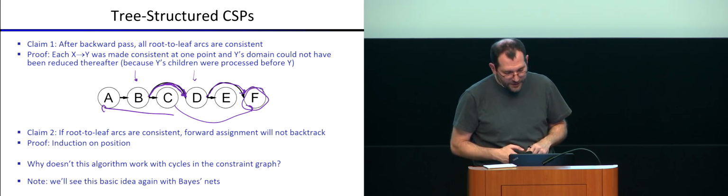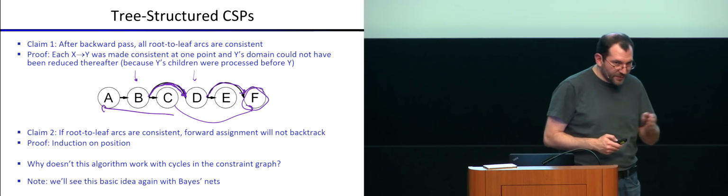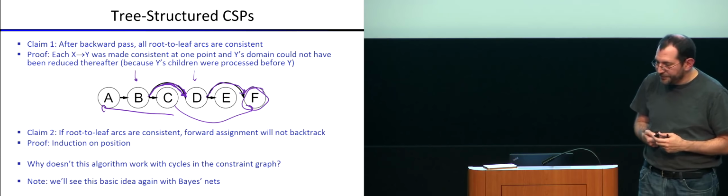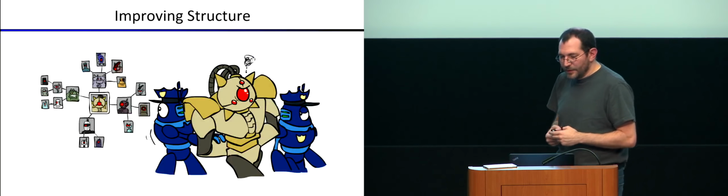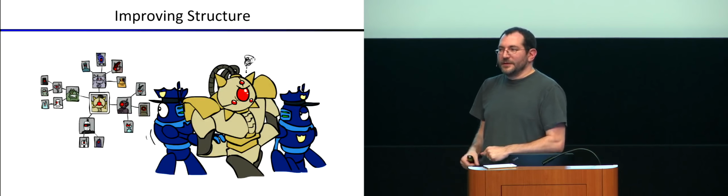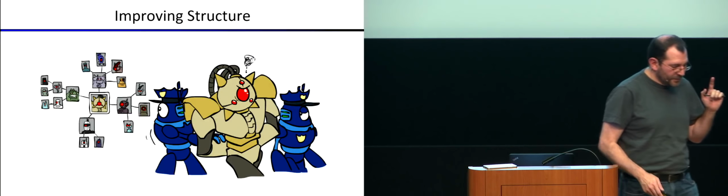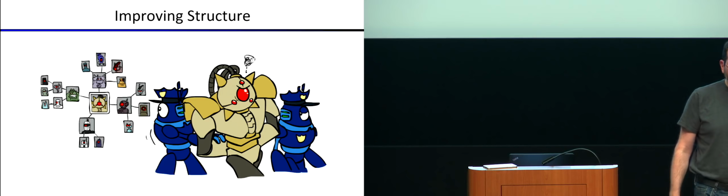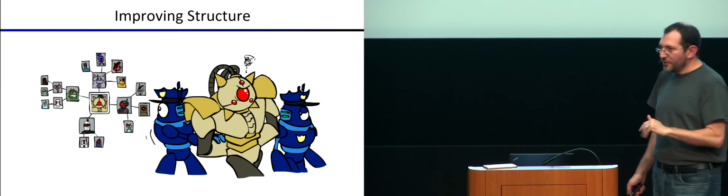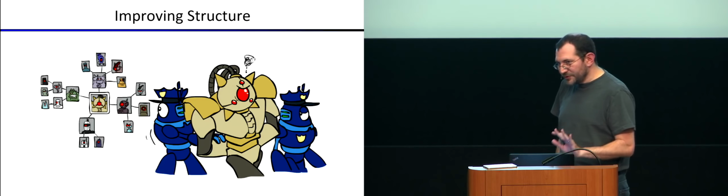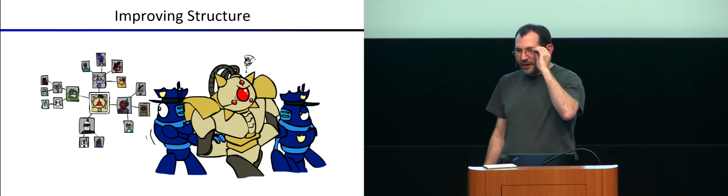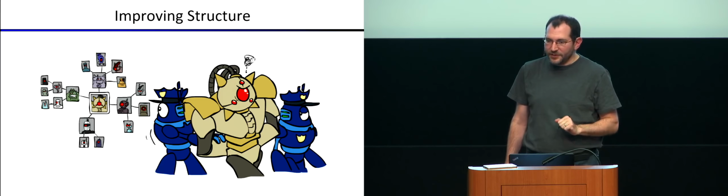All right, so we just said why that is. And we'll see the same thing with Bayes nets. There's an equivalent algorithm for tree structure Bayes nets. All right, so we talked about two kinds of structure that are helpful. There is independent subproblems, which is extremely helpful and correspondingly rare. There's tree-structured CSPs, which are not that rare, and they're still efficient.